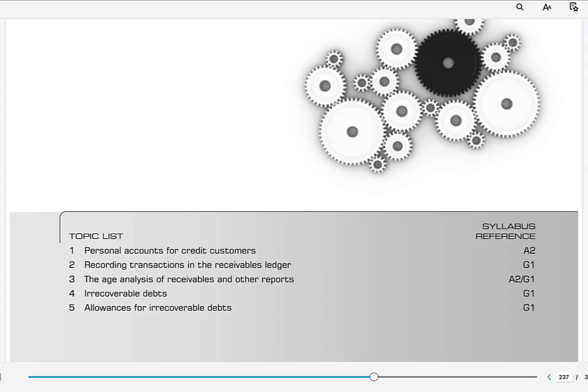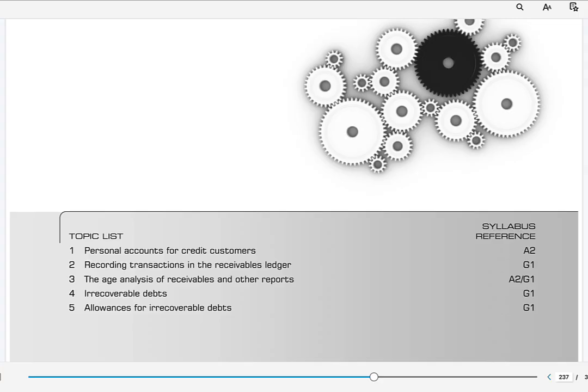Topic 3. Recording transactions in the receivables ledger. This is where you will practice the mechanics. You will learn how to record sales invoices in the customer account, credit notes in the customer account, receipts, meaning payments, in the customer account, and you will learn what documents support those entries.